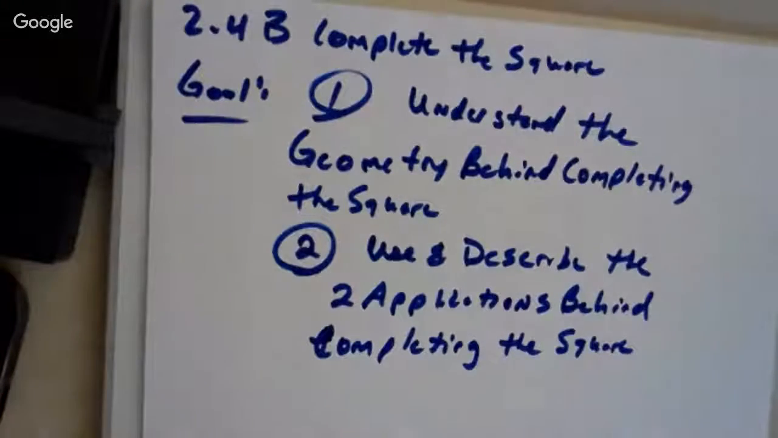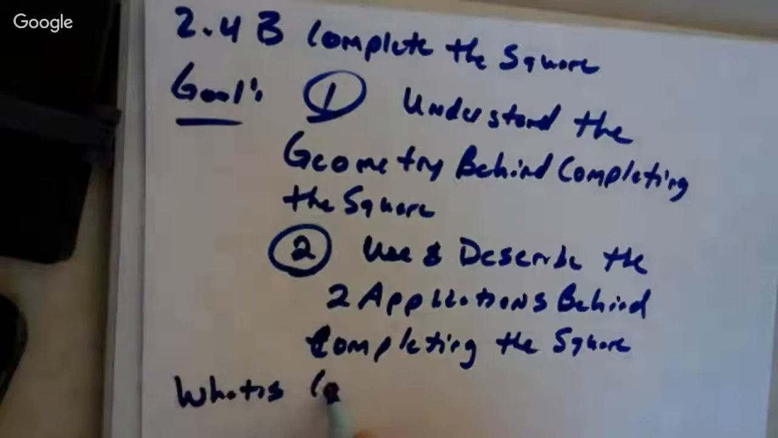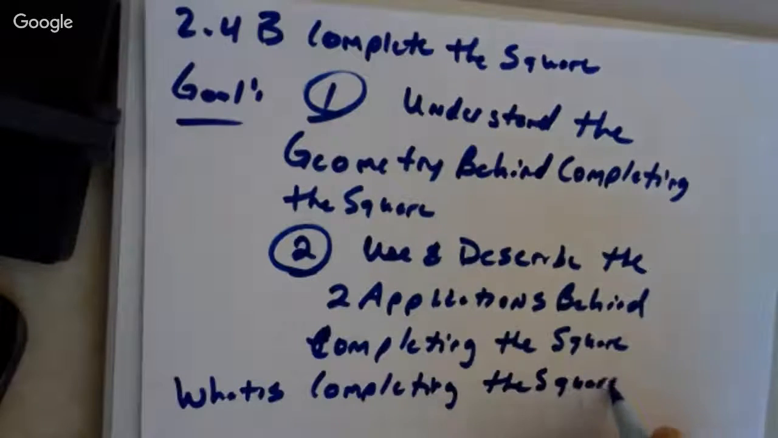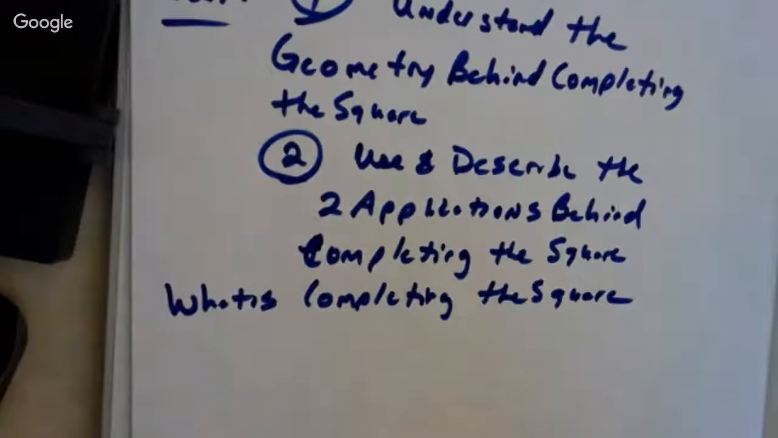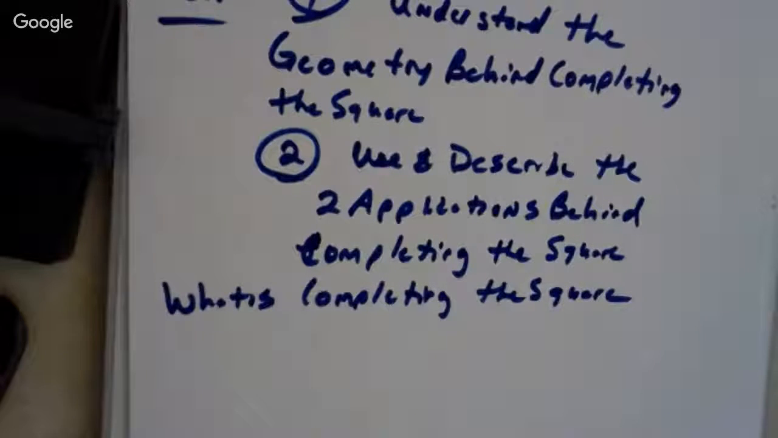All right, use and describe the two applications behind completing the square. Okay, so number one, what is completing the square? This is kind of weird, but we're actually going to talk geometry. I know this is crazy, but in high school math, we just drill stuff you have to do in your head. But I'm always fishing for math majors. What we do in college to convince you to stick with this math thing is we teach you how the geometry, the algebra, and something called discrete math are all interchangeable with each other.